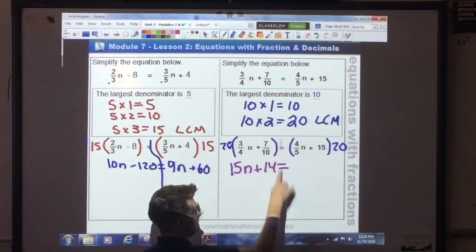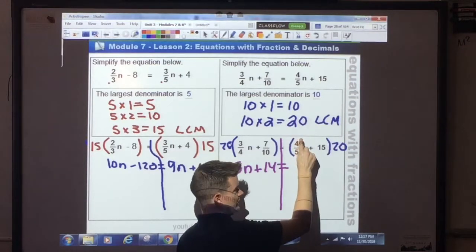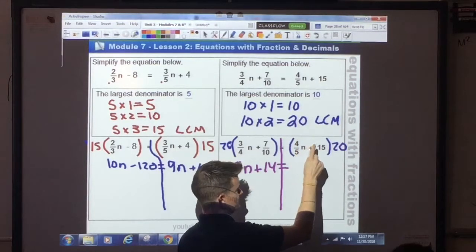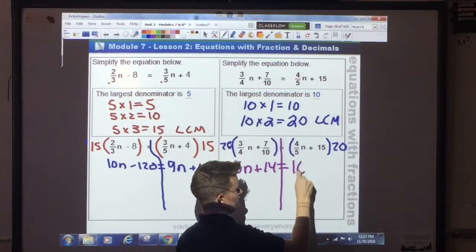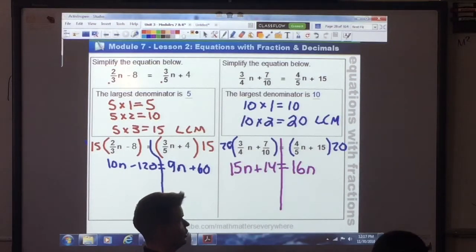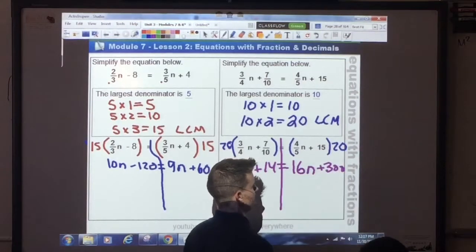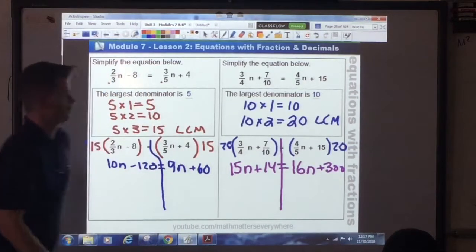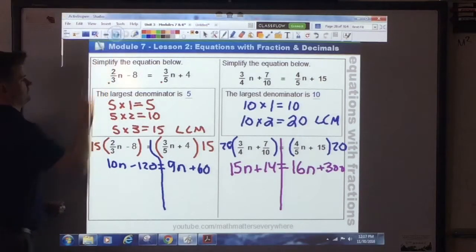Equals. We do the same thing on the other side. 20 times 4 is? 80. 80 divided by 5 is? 16. Don't forget the n. If you forget the n, everything else you have at this point will be 100% wrong. And then last but not least, 20 times 15 is? 300. And that's it. Just simplify. Get rid of them. One step at a time. Any questions on this? All right. And move on.